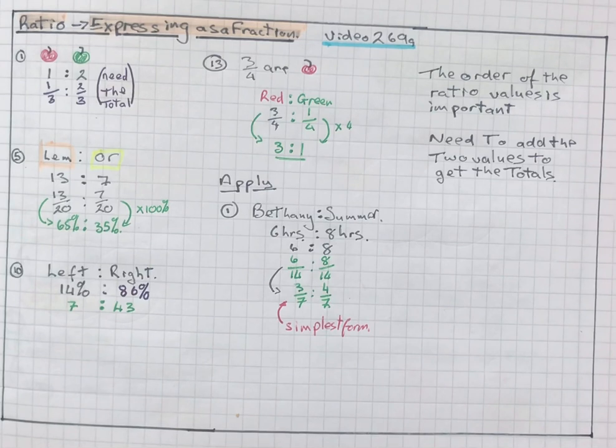Well, the idea is fractions, 6 to 8. So what I've got there is 6 out of 14 and 8 out of 14, because 6 and 8 adds up to 14, or 3/7 and 4/7.